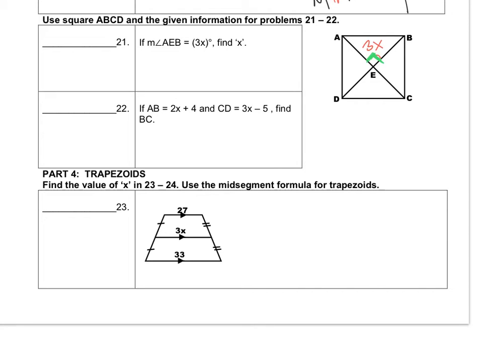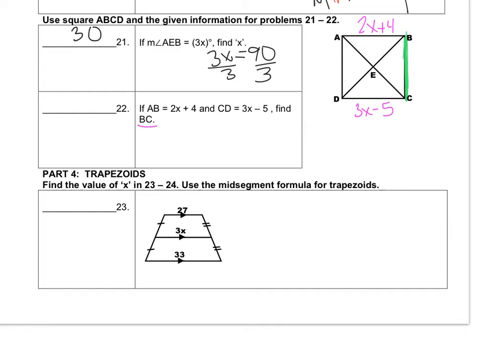So if it's 90 degrees, just set them equal to each other. So you have 3x equals 90. Divide by 3 on both sides, and it's asking for x, so x is 30. Okay, and on 22, I'm going to erase that picture so we have a clean start. On 22, it says if AB is 2x plus 4, you should be labeling your picture as I am, and CD is 3x minus 5. We're looking for BC, so we're looking for this side over here in green.